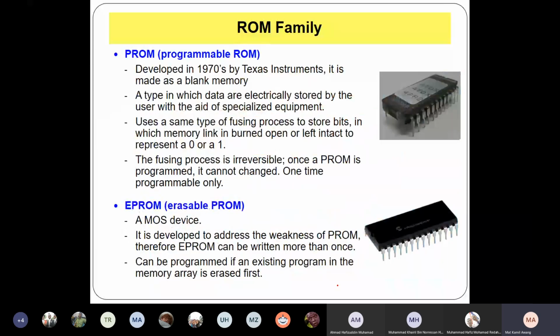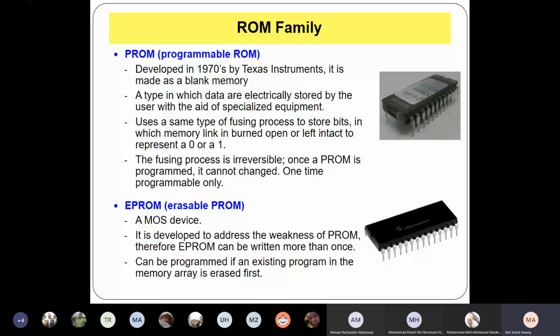PROM, programmable ROM, was developed in the 1970s by Texas Instruments. It is made as a blank memory. So this is an example of PROM here. A type in which data are electrically stored by the user with the aid of specialized equipment. So we have a PROM programmer that you put this into, then you download the program into the programmer, then the programmer will burn it into the chip.